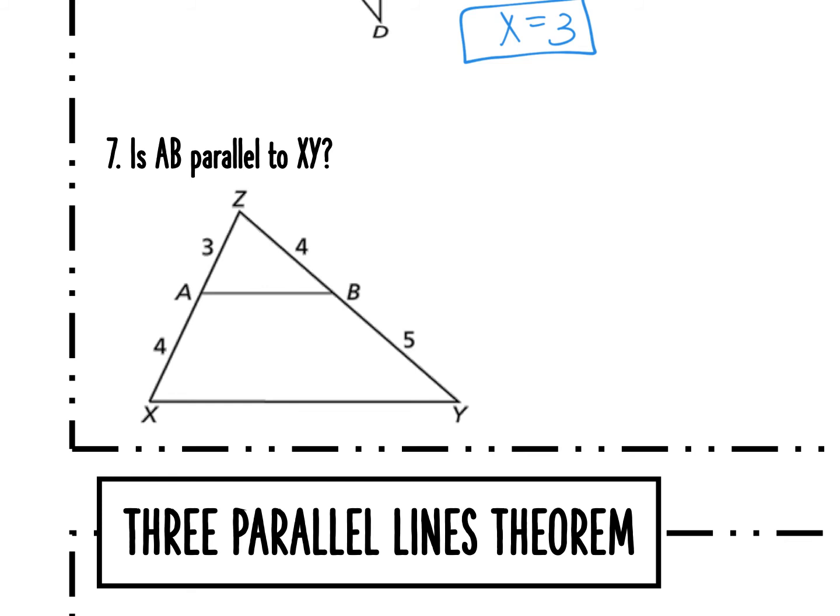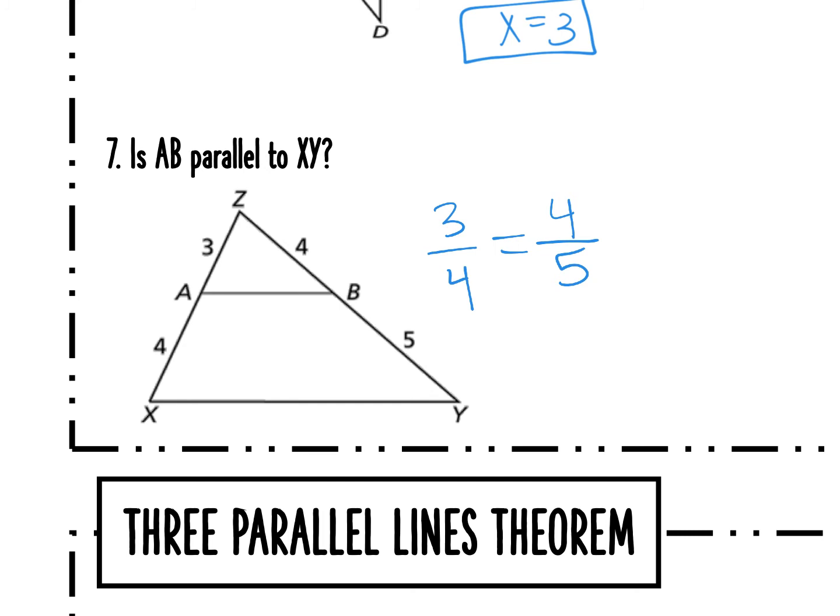Okay, so we're gonna go ahead and set up our proportion like we've been doing. They gave us all the numbers this time. So top left is 3, bottom left is 4, top right is 4, bottom right is 5. And we're going to see if these fractions are the same. So we're going to go ahead and put this in the calculator.